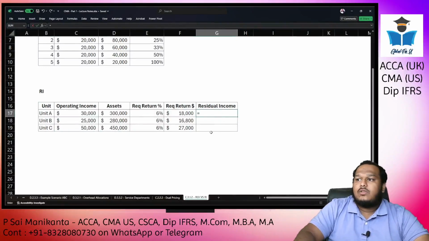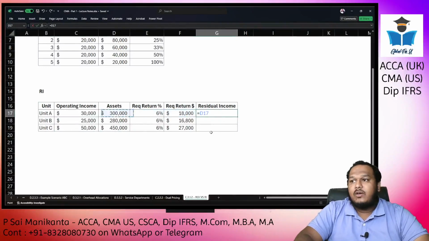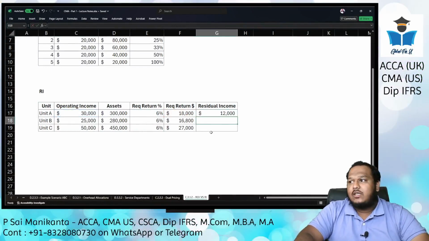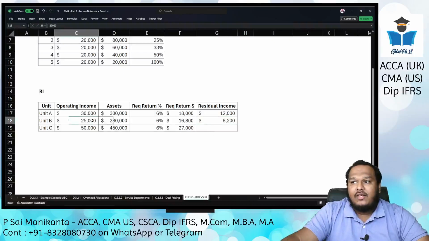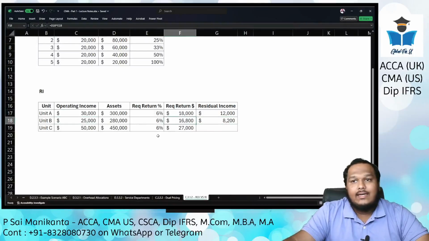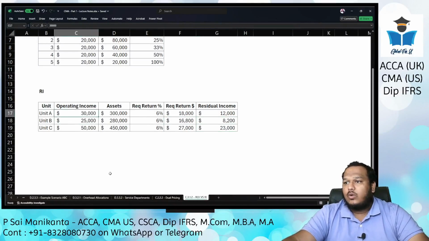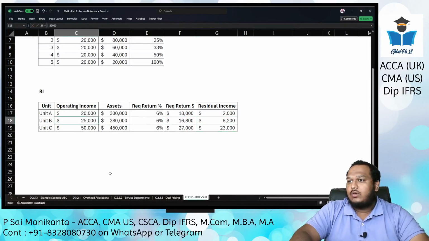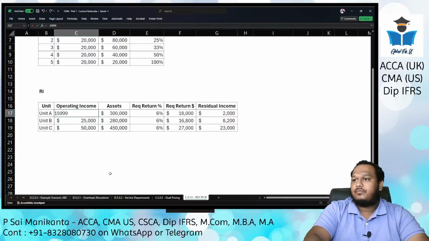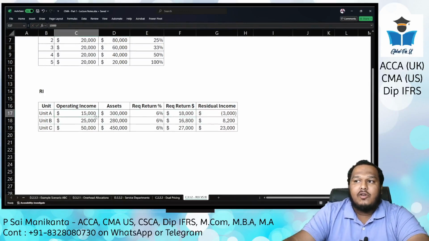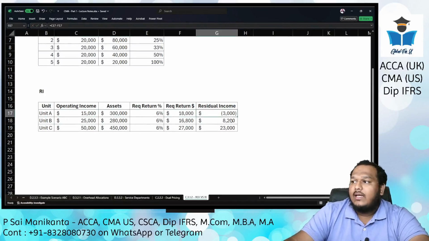Residual income: we wanted 18,000 but we got 30,000. 30 minus 18 is 12,000 residual income. Similarly, we wanted 16,800 but we got 25,000, so 8,200 residual. For the third unit, we wanted 18 but we got only 15. That means we got a residual income of negative 3,000, and here 8,200, and here plus 23,000.